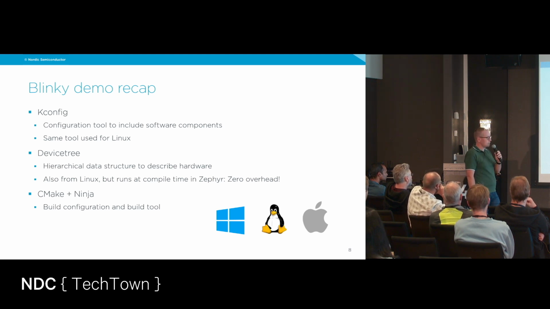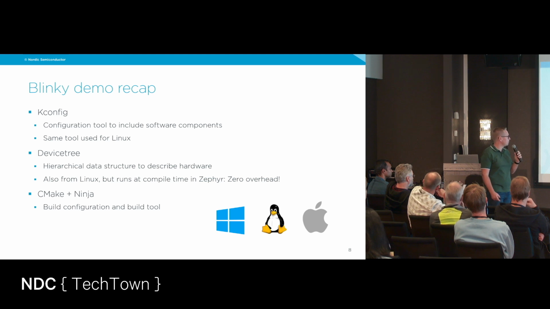Then there's a device tree. That's a bit harder to demonstrate, but that's what we use to define hardware. It's a hierarchical structure. So you can have, for example, an I2C bus, and you can define what sensors are connected to the bus. Linux uses the same in their system. There's one difference: the device tree is processed at compile time, and it will generate a ready-made header file. So there's zero overhead to this.